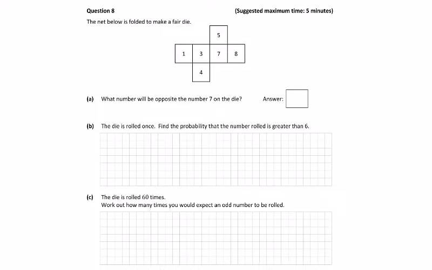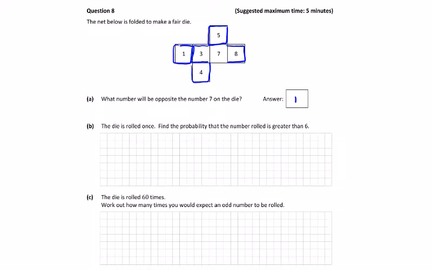So 5 will go down alongside number 7. 3 will be alongside number 7, as will 8. And 4 will fold sideways to be alongside number 7, leaving 1 to go on the bottom. So the number 1 will be on the bottom here.